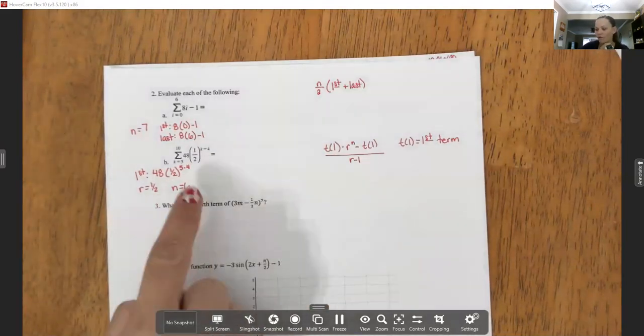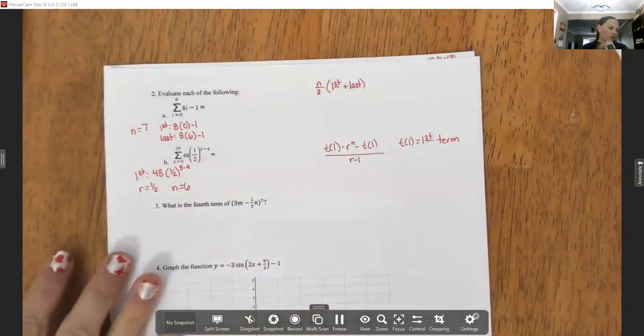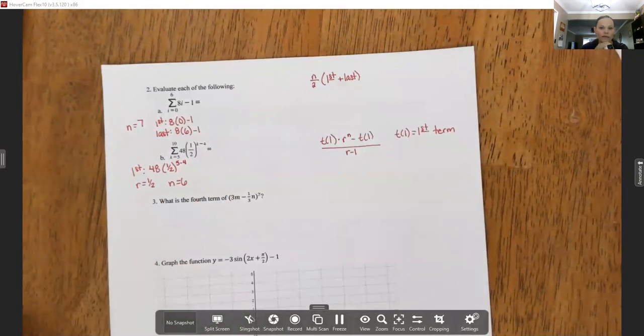So now you have enough information to plug it in so that you can solve. And I did, I believe, already type the answers out. So you should get 161 for A, and B should be 47.25. And now I'm going to let everyone know that I'll go over number 3.